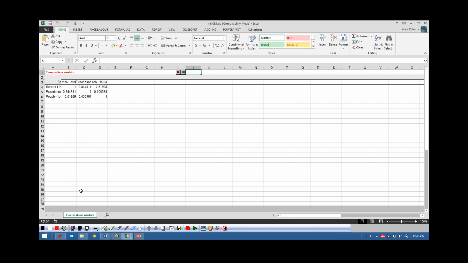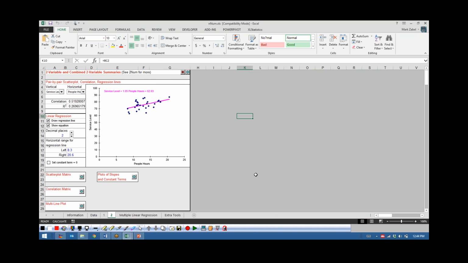And this will maybe tell you, for example, right here, there's a high correlation between service level and experience, and a sort of moderate correlation between service level and people hours. But it also tells me how correlated experience and people hours are together. So to a certain extent, this can help me understand the bigger picture, but not as much, I think, as looking at a number of these different things. Okay, so far so good.